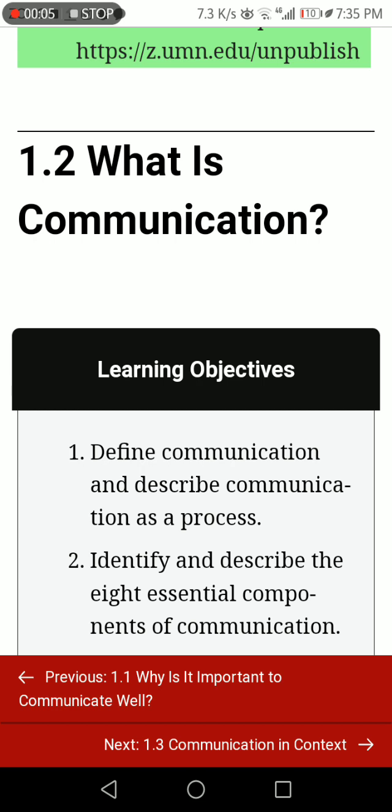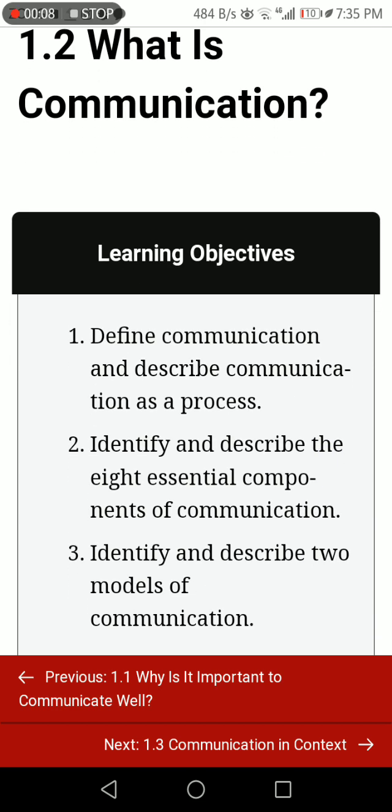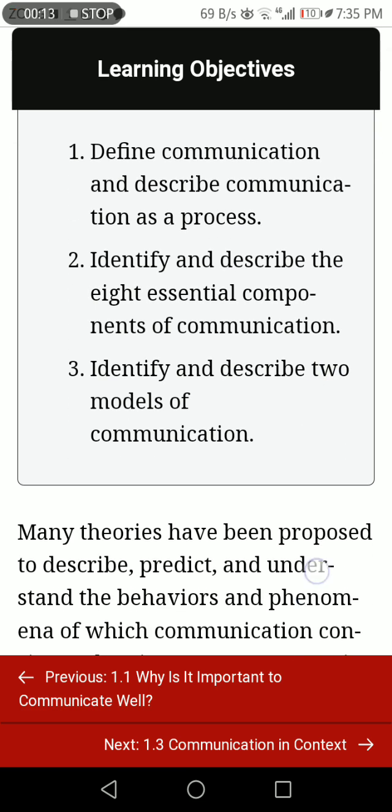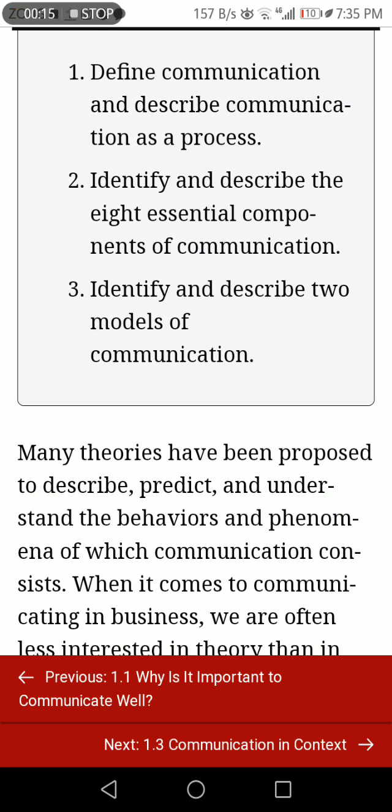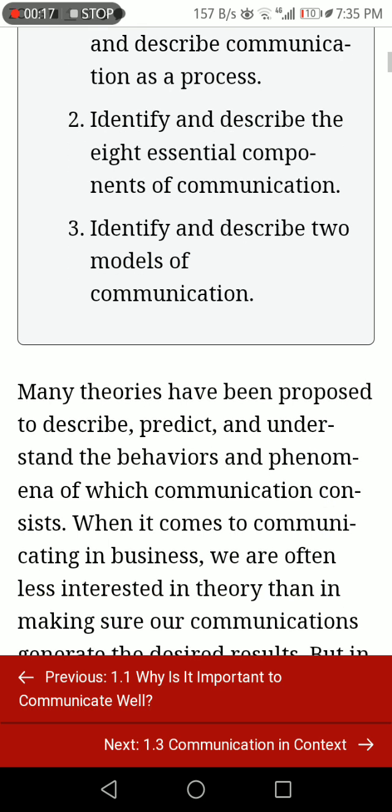Today we will discuss what is communication. So let's just start. Define communication and describe communication as a process. Identify and describe the eight essential components of communication. Identify and describe two models of communication.